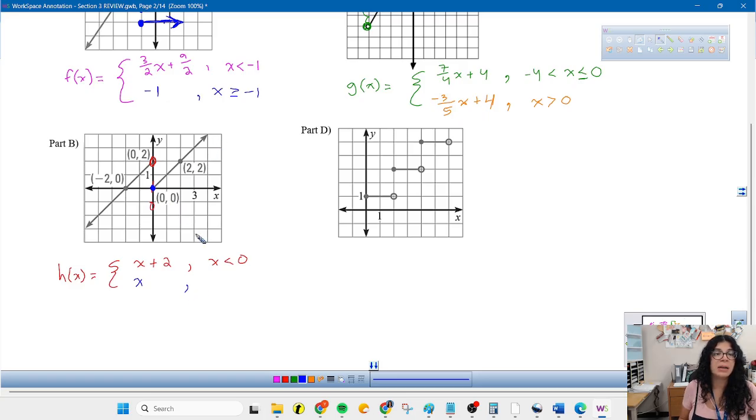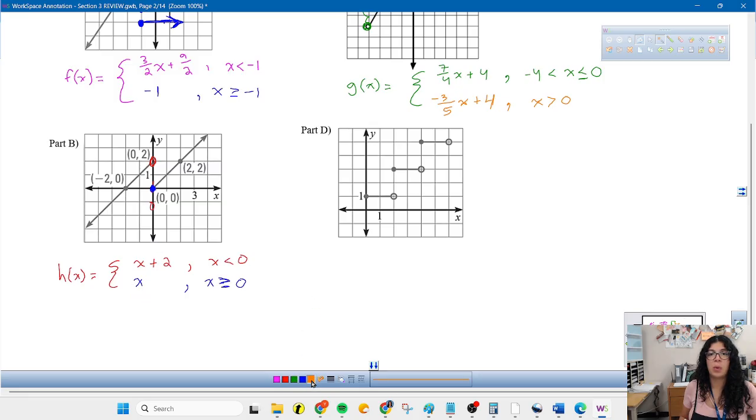And I'm using that line to the right of 0 when it's greater than 0 and including 0, because notice it is closed there. So when x is greater than or equal to 0, the y value is going to be x.